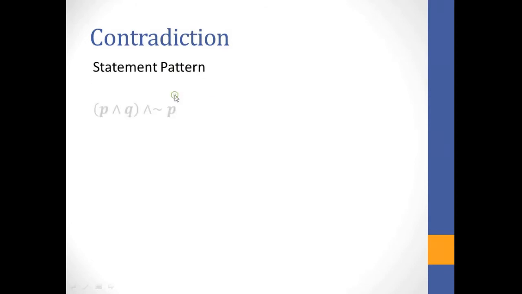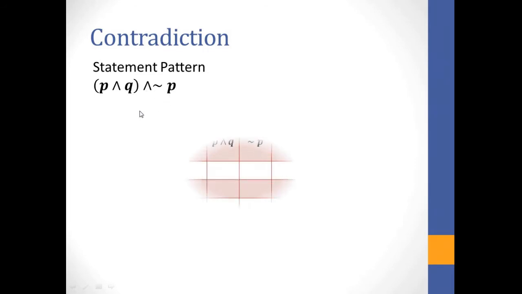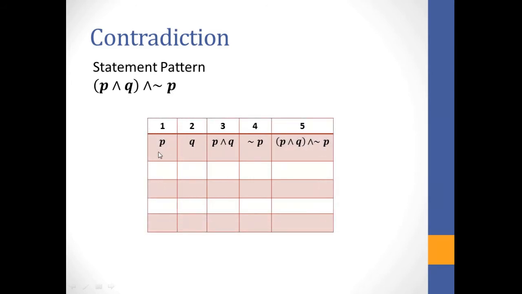Now see the next one, contradiction. For that we take one statement pattern, that is (P and Q) in brackets and negation P. Now see the truth table of it. First of all P, Q, then P and Q, then we require negation P also, and last one is the whole pattern. As usual we write the values of P, that is T, T, F, F, and Q as T, F, T, F.